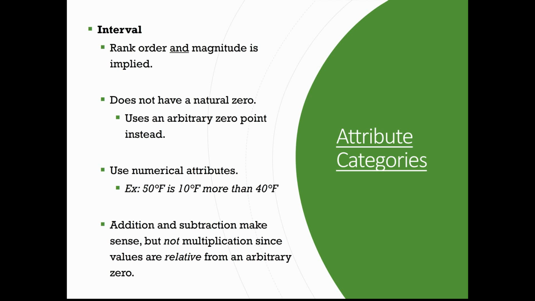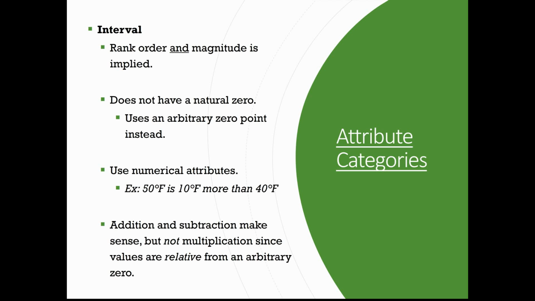attribute category. Interval attributes imply a rank order in magnitude or scale. Interval attributes use numbers. However, those numbers do not have a natural zero, and they use an arbitrary 0 point instead. For instance, if we look at temperature on the Fahrenheit scale, 0 degrees Fahrenheit is not a natural 0 point for temperature. It is a human-defined 0 point.